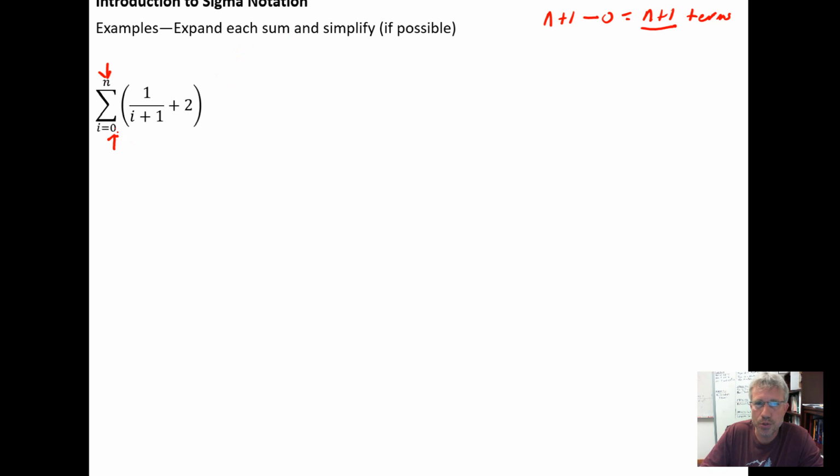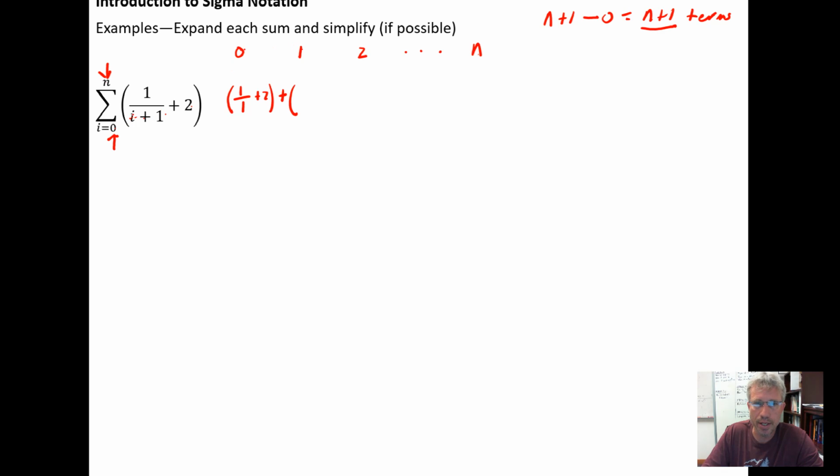So the first term is going to be a 0. Then we're going to increment 0, which will get a 1. We'll increment 1, which will make 2. And we'll need to continue this until we get to n. And when we get to n, we're going to stop. So first we plug in a 0. So I'm going to get 1 over 0 plus 1 is 1, plus the 2 that's sitting there. And then I put my addition, and then I increment 0 to get 1.